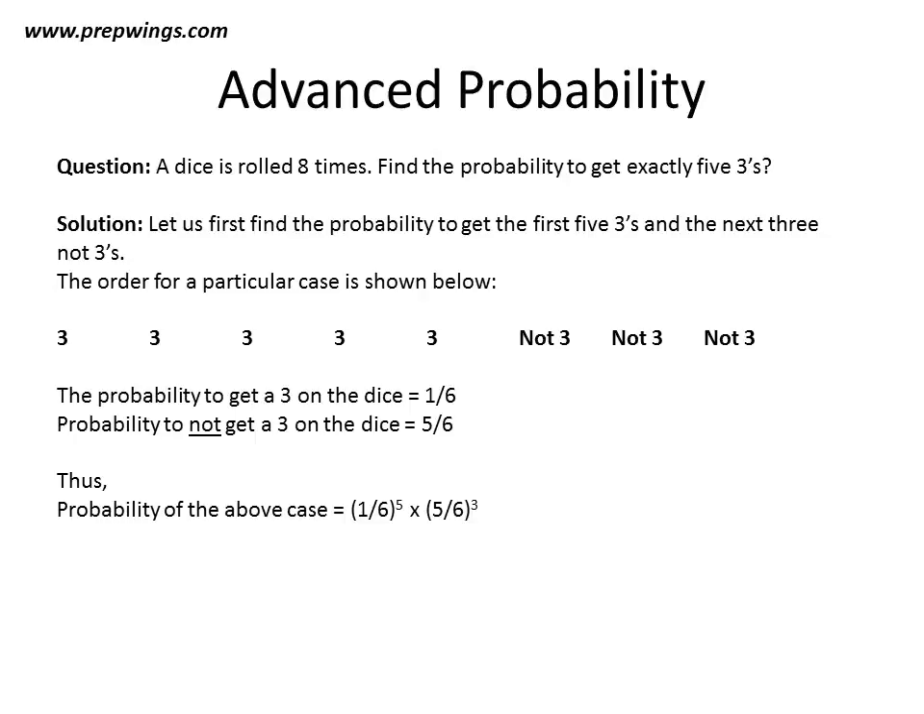So we have to multiply all these probabilities. We will multiply 1 by 6 five times and 5 by 6 three times. So the probability for this case will be 1 by 6 raised to 5 into 5 by 6 raised to 3.